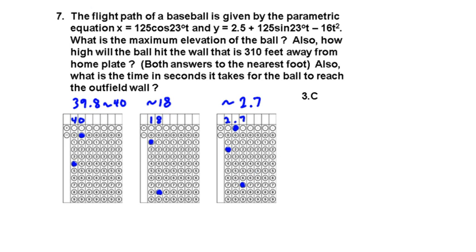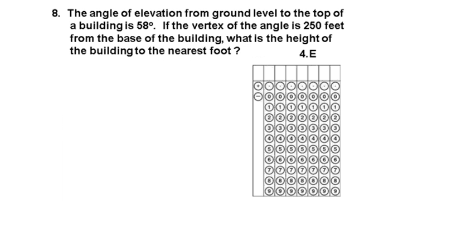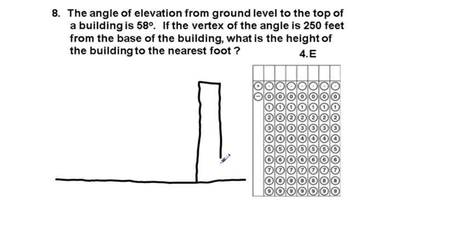Okay, let's go ahead to problem number 8. The angle of elevation from ground level to top of a building is 58 degrees. The vertex of the angle is 250 feet from the base of the building. What is the height of the building to the nearest foot? I think it might be helpful to make a little drawing here. If we draw a horizontal line which represents ground level, and then we can go ahead and construct a building. And there's a building.